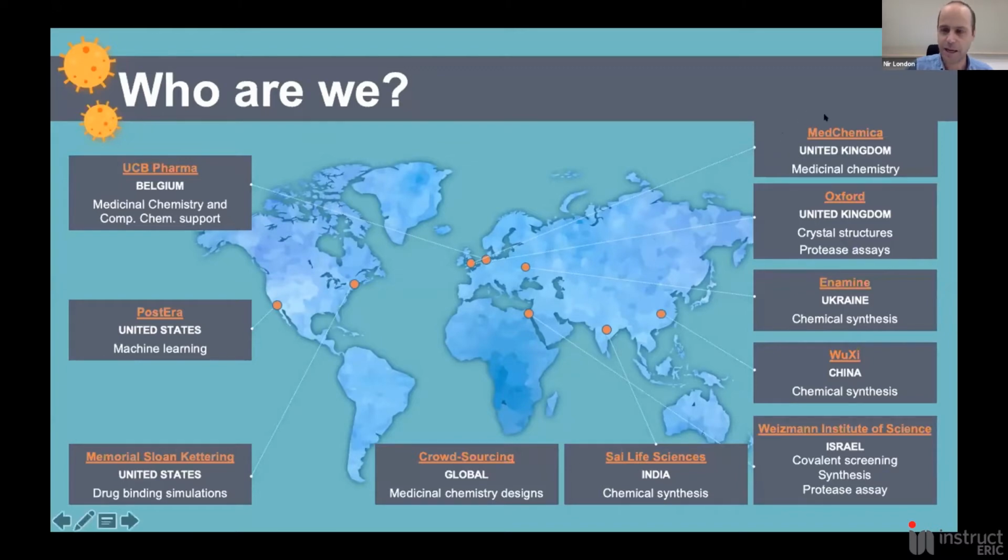So just to briefly go over the participating groups, there are too many people to state by name, but the main groups are MedChemica from the UK, providing medicinal chemistry consulting pro bono, which is much appreciated. In Oxford, Frank von Delft's group and Martin Walsh's and Chris Schofield's groups do protease assay, protein production, and crystal structure determination. I mentioned Enamine, which is responsible for a lot of the chemical synthesis as well as some other bioassays. We contracted WuXi for some chemical synthesis, and SciLifeLab contributed a few chemists pro bono to work on this. In the Israel Center, we do the covalent screening, chemical synthesis, and the fluorescence protease assay.